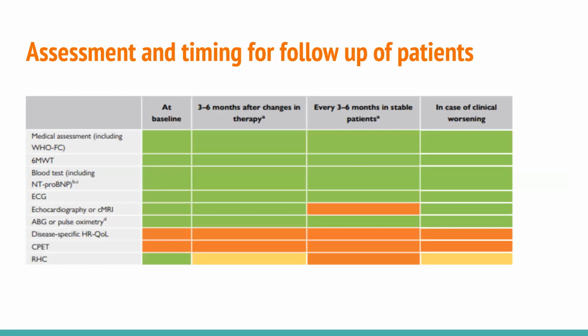This is to assess for the follow-up of the patients when they have been diagnosed with PH. If it is green, it is said that the test has been indicated and has to be done regularly. If the color is yellow, then it can be considered. But if it is orange, it may be considered.